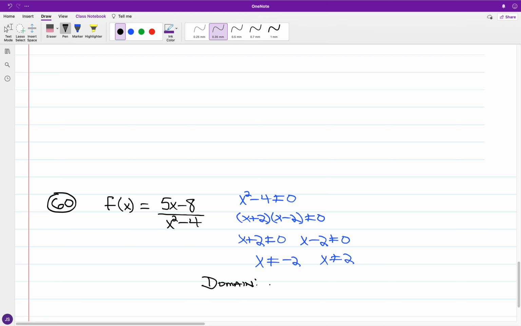And so for the domain, we have those values of x that will be less than -2. And then we'll have those values of x between, but not including, negative or positive 2. And finally, we have those values of x greater than 2.